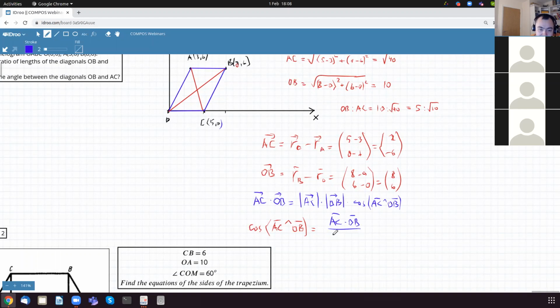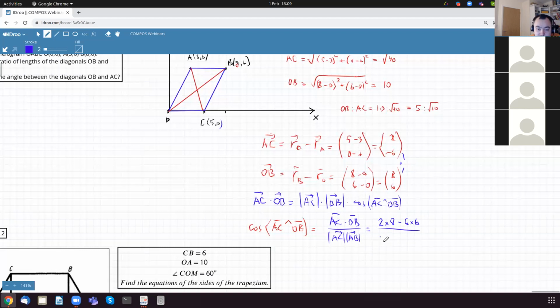divided by modulus AC, modulus AB, which we already have. So we just need to calculate the dot product. So we dot product these two vectors. It's going to be 2 times 8, and minus 6 times 6. And here we have the lengths.